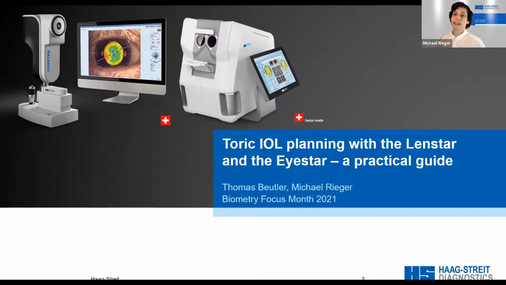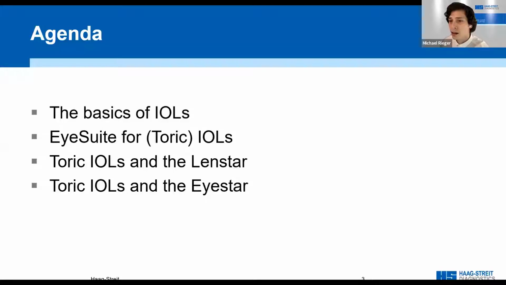My name is Michael Rieger, and I am working with Haag-Streit as a product manager for close to 2 years now. As mentioned, together with Thomas, I'm overlooking biometry and IOL related topics at Haag-Streit. I will start with basic information about IOLs and Toric IOLs. I will show you how iSuite helps you performing Toric IOL calculations and other features it provides. I will address which information the Lensstar provides for Toric IOL calculation, and Thomas will speak about dedicated features of the Eyestar.